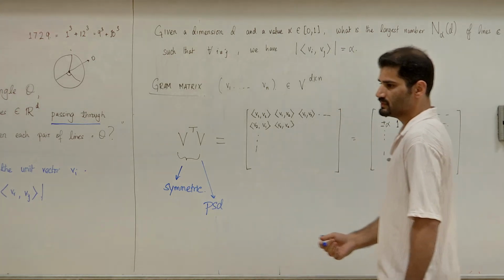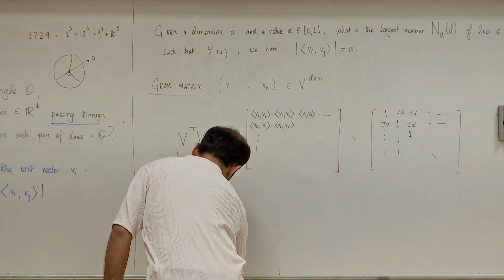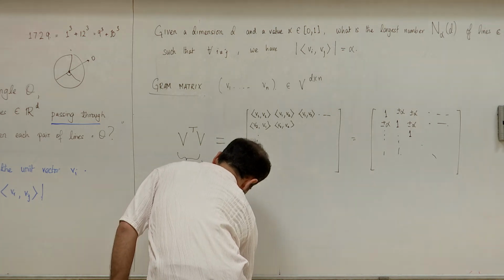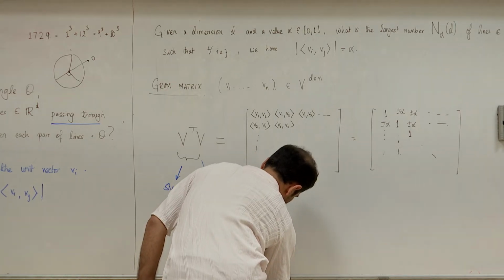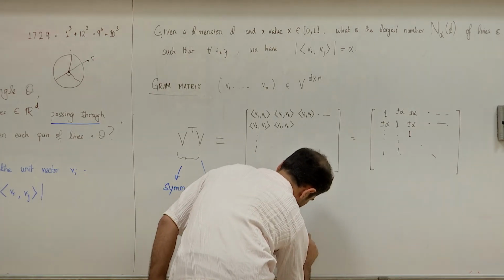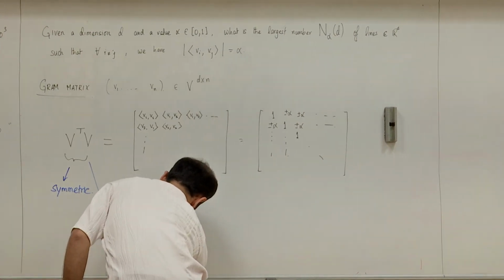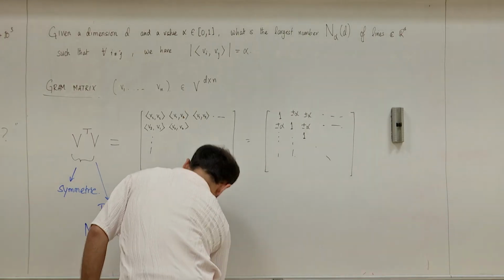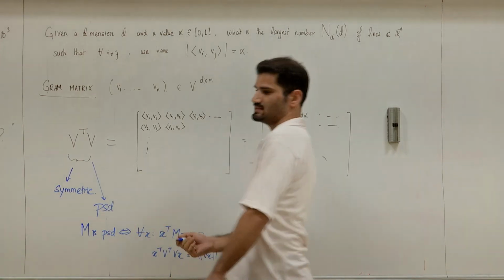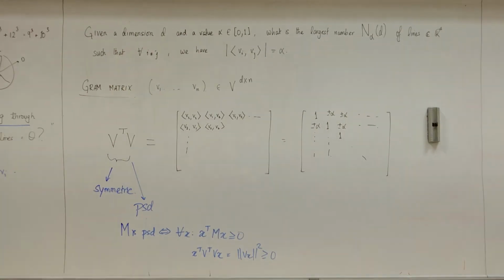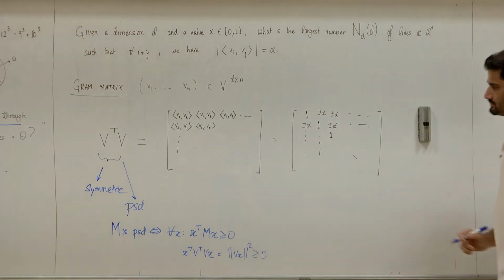Yes, a little bit, but let's just write it. So a matrix M is PSD if and only if for all vectors x, x transpose M x is non-negative. In this case you will have the norm of Vx squared, which is non-negative. So it's Vx inner product with itself. So this is the first property, this is the second property.